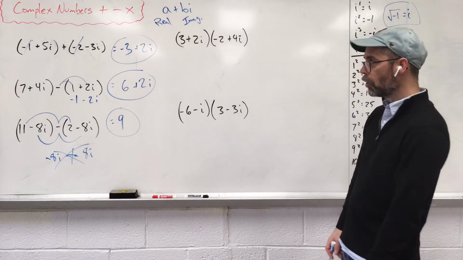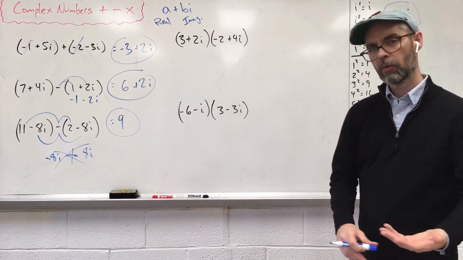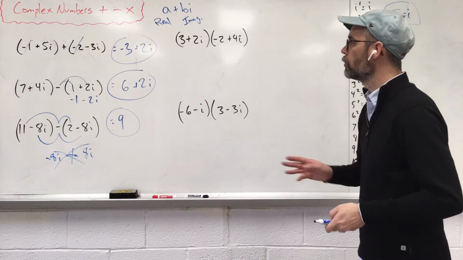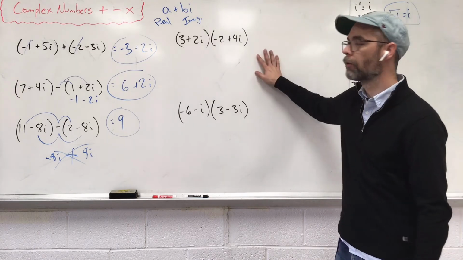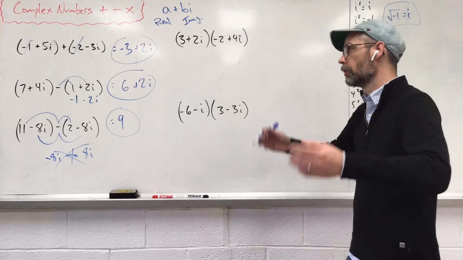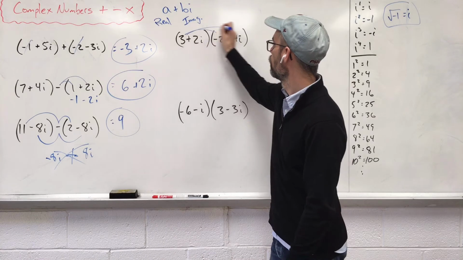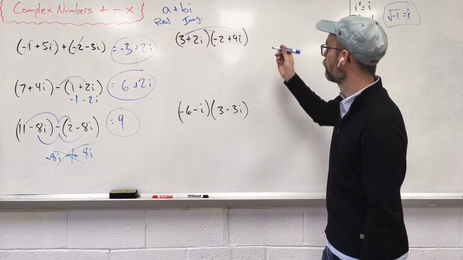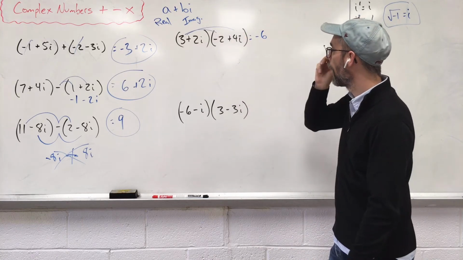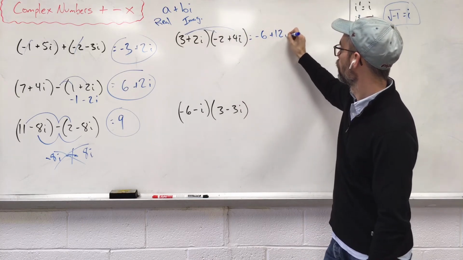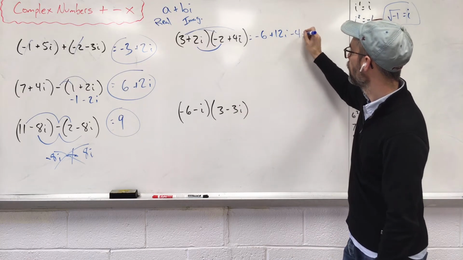Okay, multiplication doesn't have to be any more complicated. If you know how to multiply two binomials, if you know how to multiply polynomials together, you know how to do this already. So let's do those same rules. Let's distribute. We're going to distribute 3 to both of those. So 3 times -2, giving us -6. 3 times 4i, giving us 12i. Distribute 2i, and we get -4i.